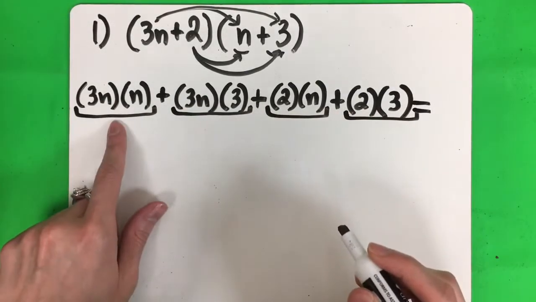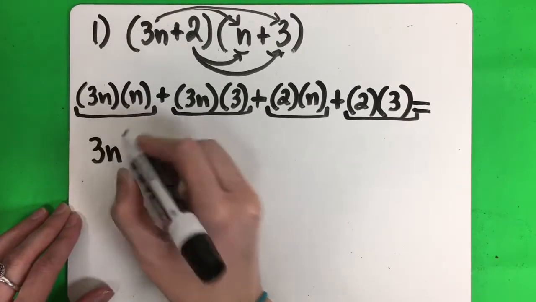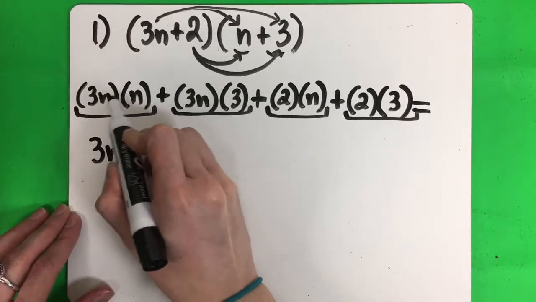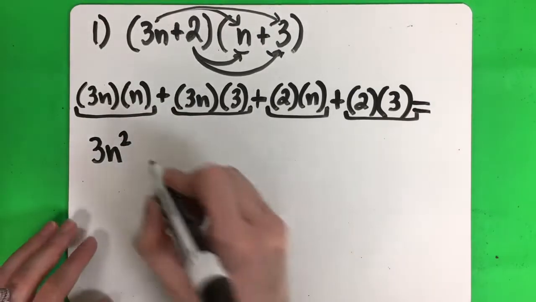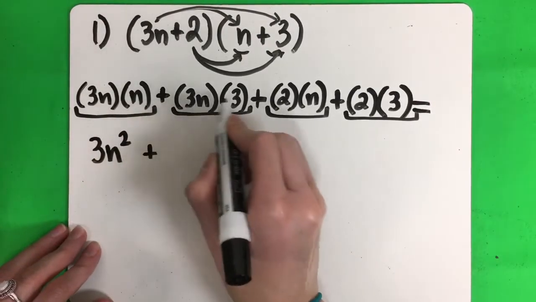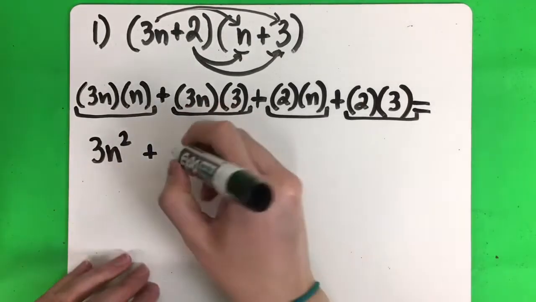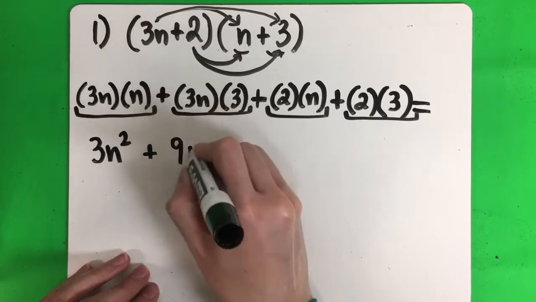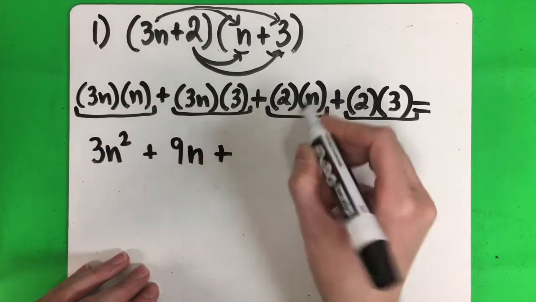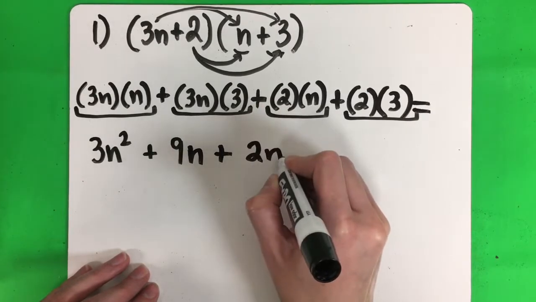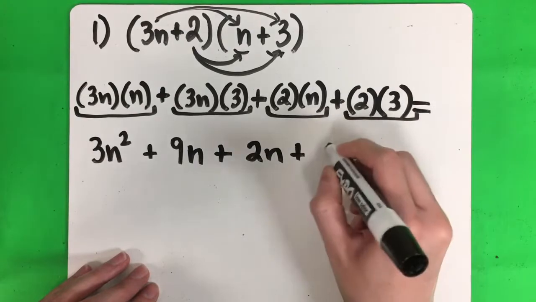3n times n is 3n. I have two n's, so it's squared. Don't forget the squared. Plus 3 times 3, 3 times 3 is 9. Copy n. Plus 2 times n is 2n. Plus 2 times 3 is 6.